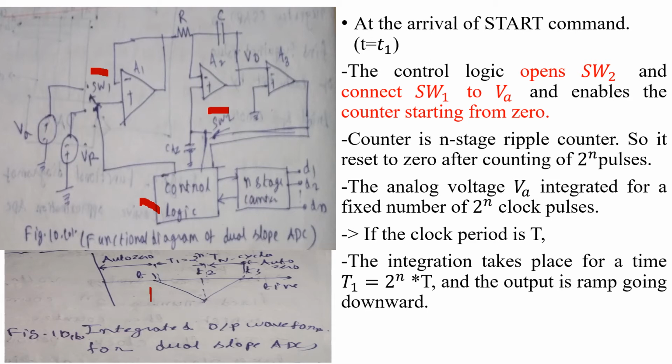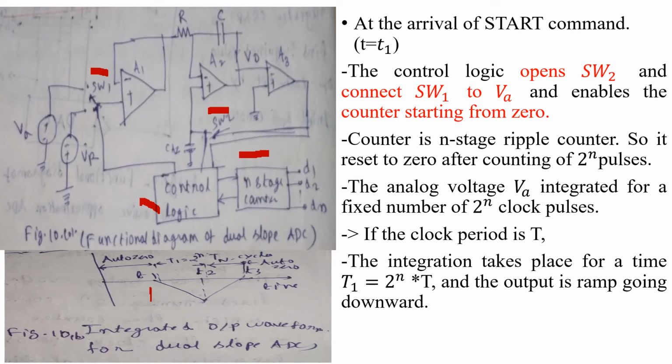Okay, the counter here starts the counting. What is the counter? It is an n-stage ripple counter, so it counts up from 0 to 2^n − 1. You already know that 3 bits means 8 counts, 2 to the 3 is 8; 4 bits means 16 counts. Similarly, n bits means 2 to the n counts. So after 2 to the n clock pulses, it goes again to 0.